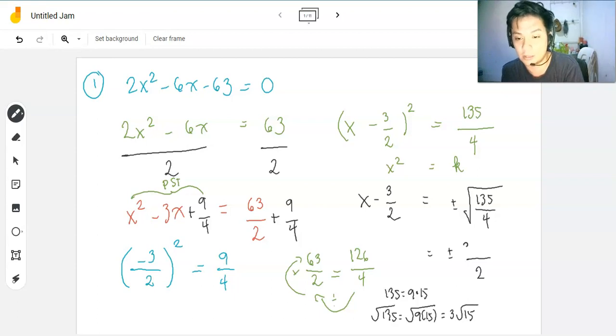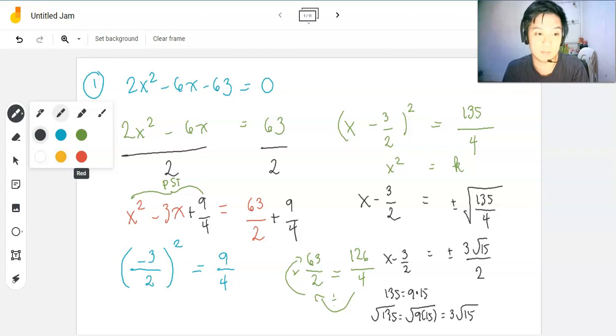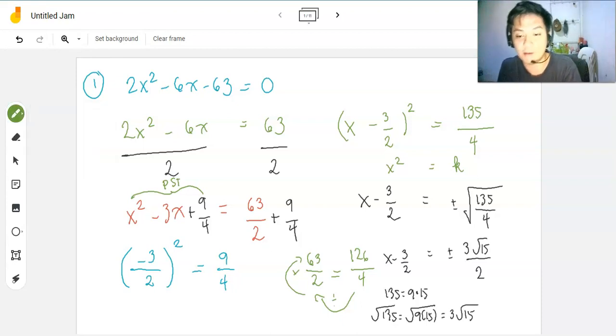Okay, so we put it here. Square root of 3 square root of 15. And this will be the value of x minus 3 over 2. And what will be the last step? Siyempre, i-transpose lang natin yung negative 3 halves dun sa right side. Therefore, we will have x equals positive 3 over 2 na siya.